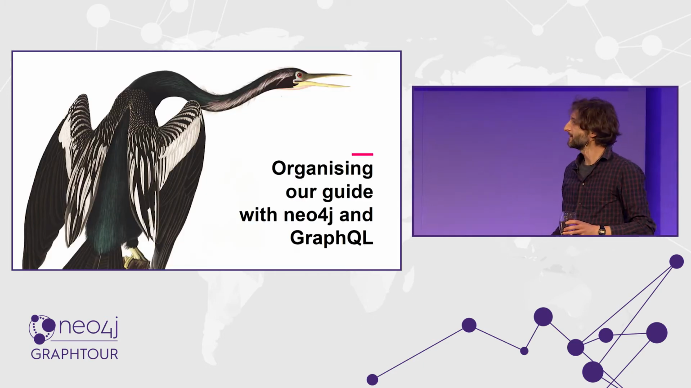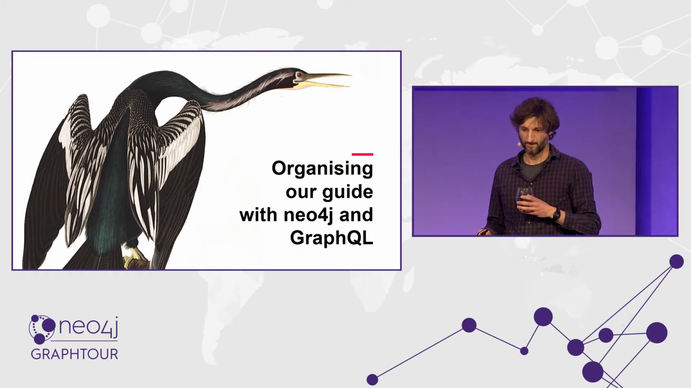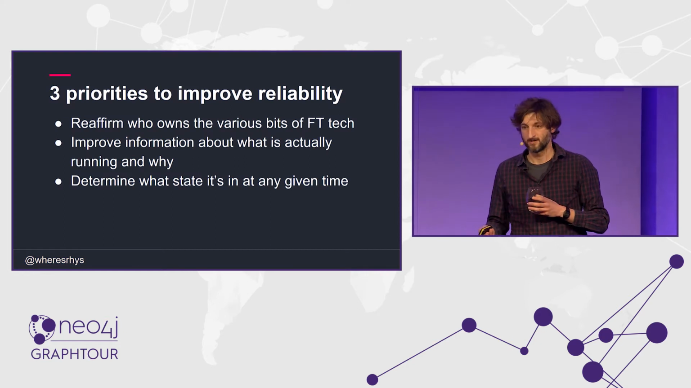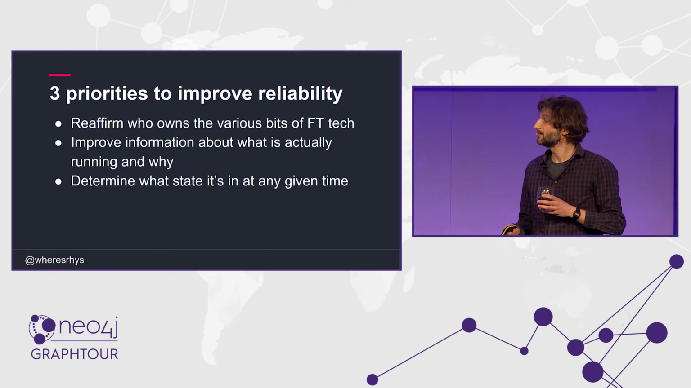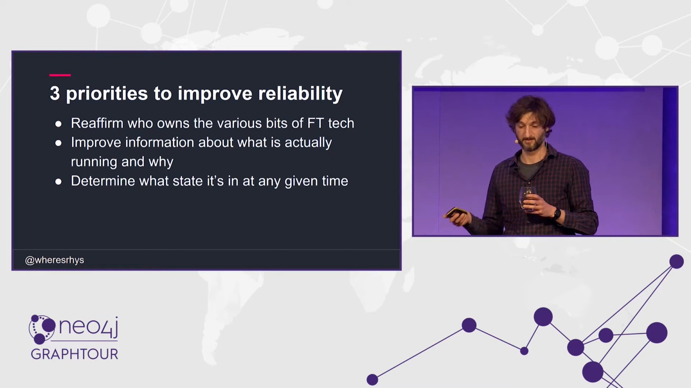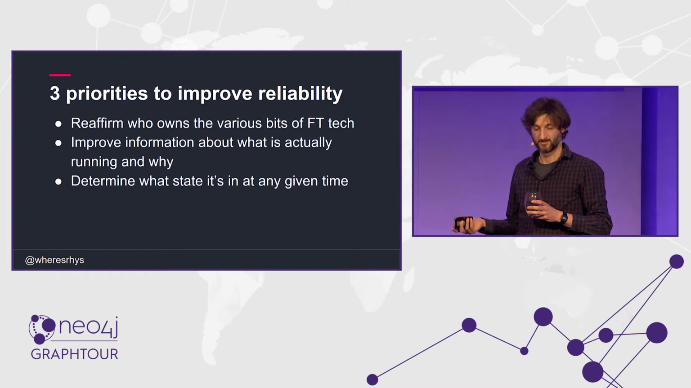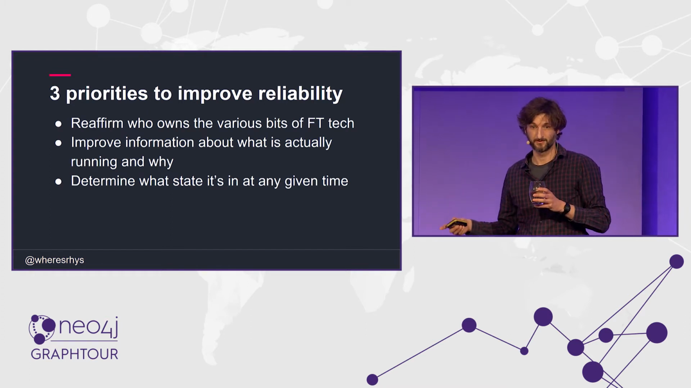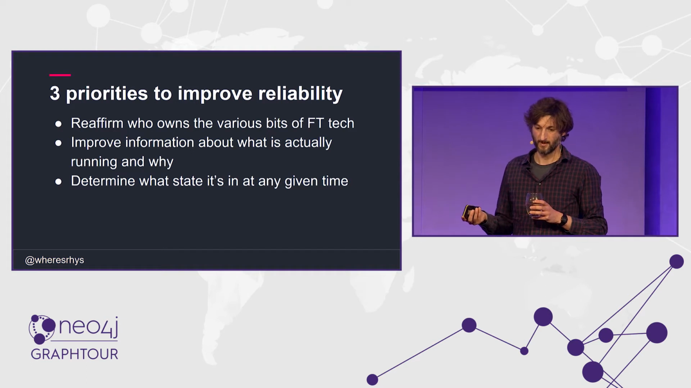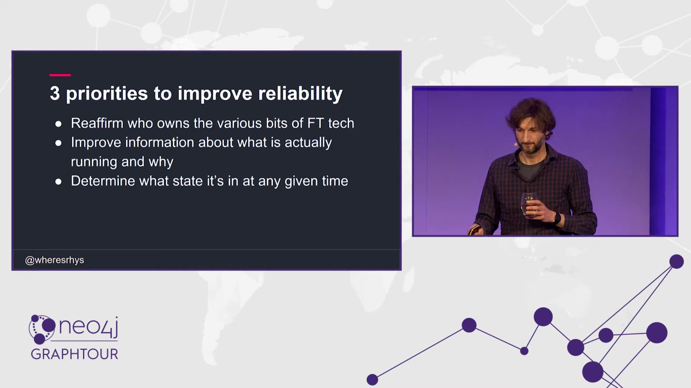So how do you use Neo4j and GraphQL to help us with this? Well, the team I help run has existed for about a year. When we were set up, we kind of had three priorities to improve the situation with how we were running our tech. We needed to reaffirm who owned which bits of tech. We needed to improve the information we had about what it was and why it existed, and also determine whether it's in a healthy state at any given time. So I'll mainly concentrate on the first two today.